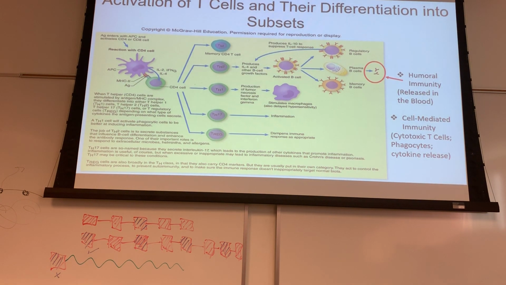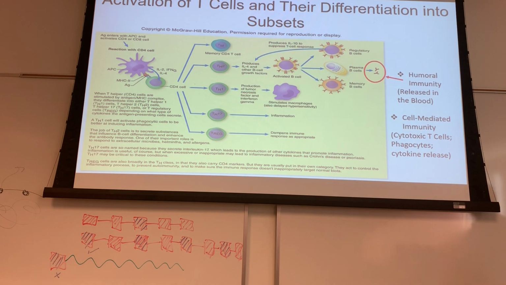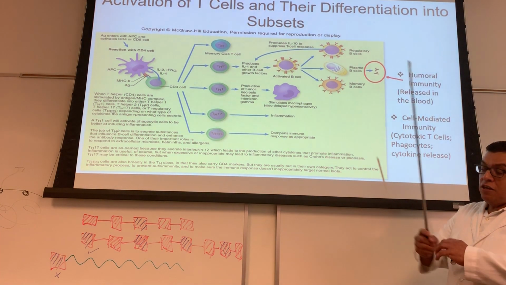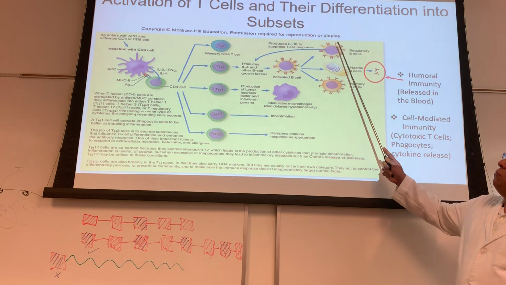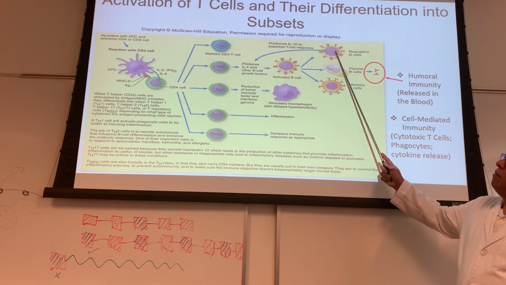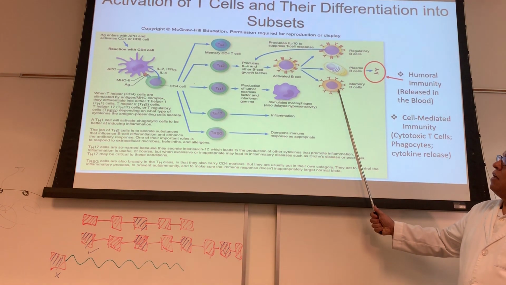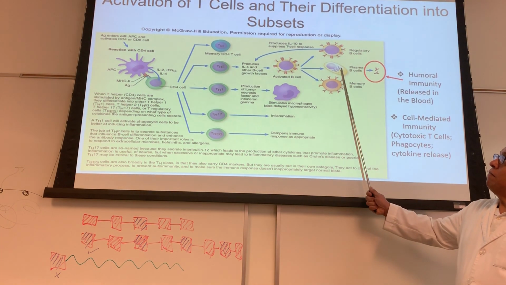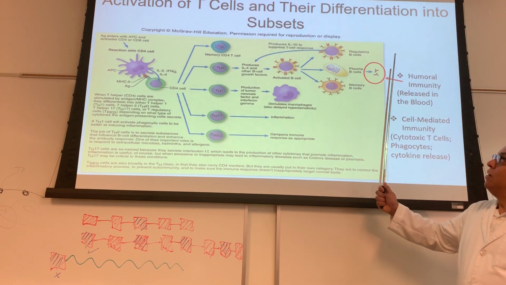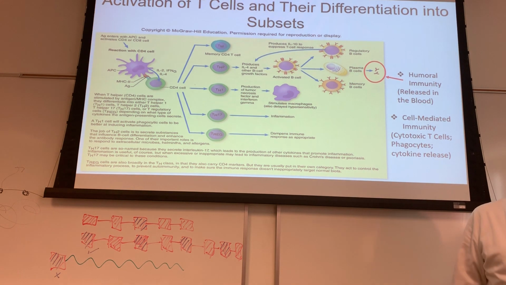And that's what happens there. So once she expands, once she's activated and she multiplies, she will make some of her cells regulatory cells, some of her cells memory cells, and some of her cells will become plasma cells to secrete the antibody in the blood.